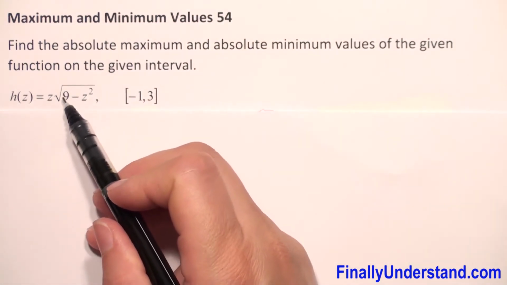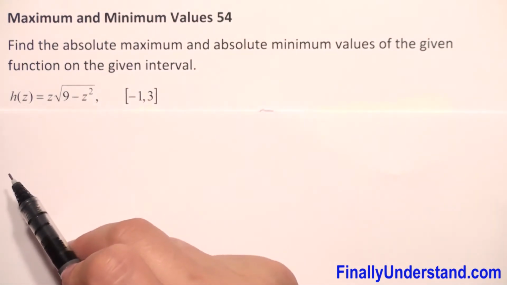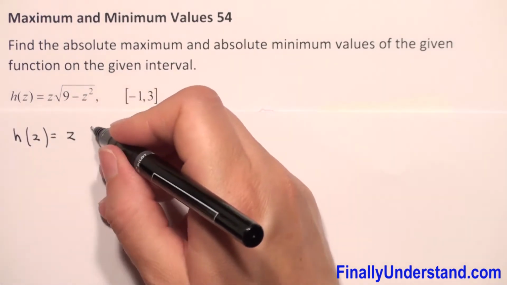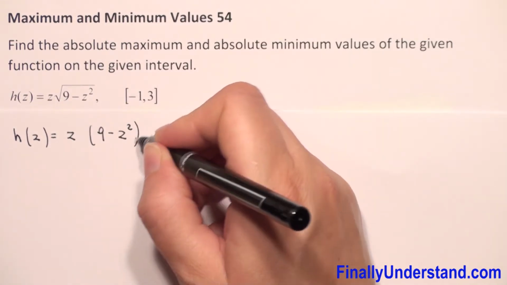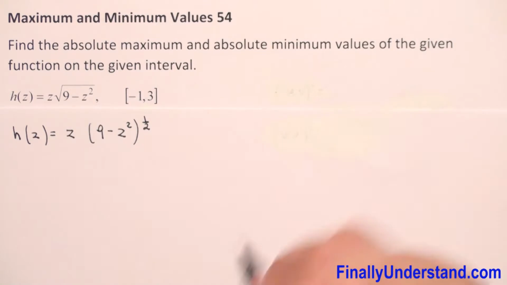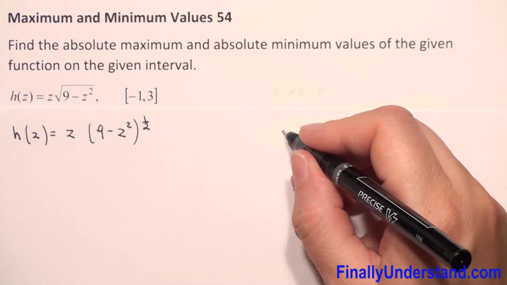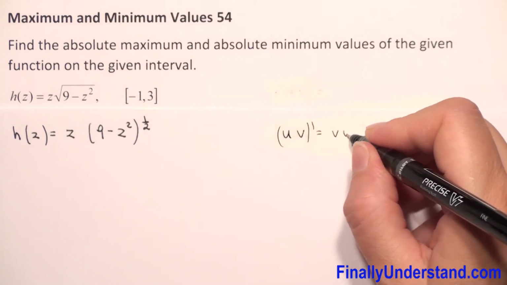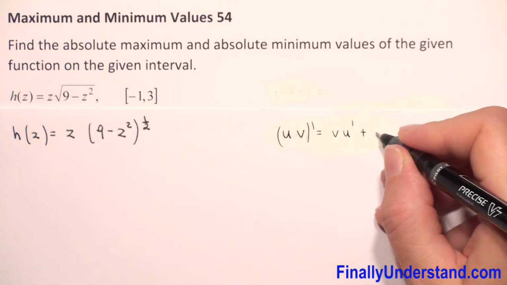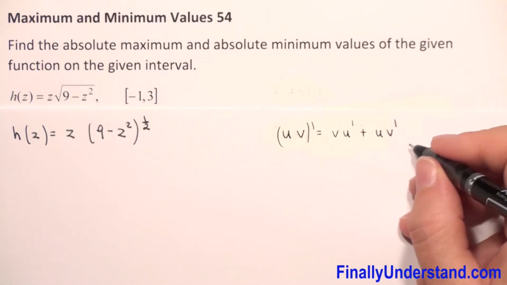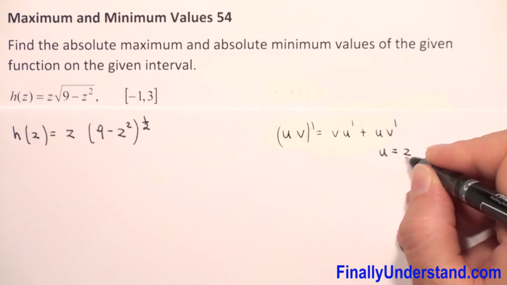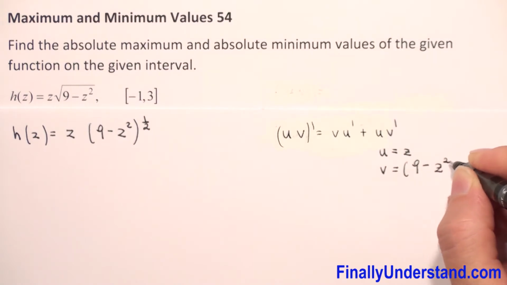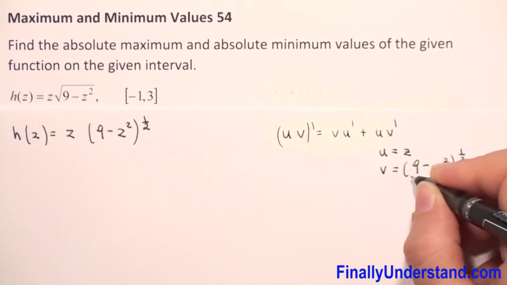So to find the first derivative, I will change the square root to power form. h of z is equal to z times (9 minus z squared) to the power 1/2. We will use the product rule, so u times v prime is equal to v times u prime plus u times v prime. In our case, u is equal to z and v is equal to (9 minus z squared) to the power 1/2.